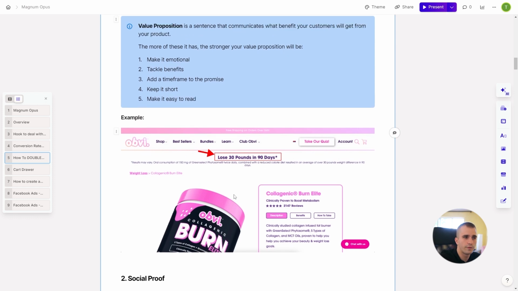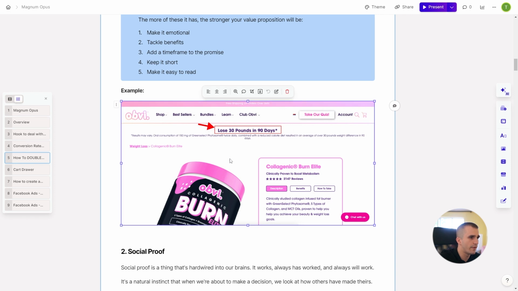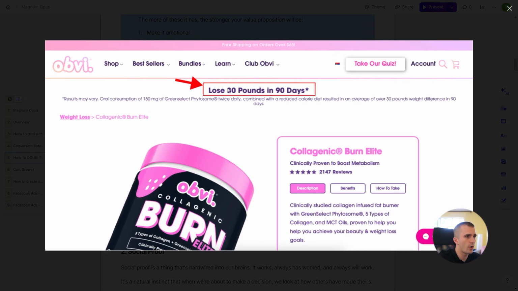This is the example of Obvi. They're selling supplements for weight loss, and you can see their value proposition is lose 30 pounds in 90 days, and that's it. Whenever their visitors land on this product page, this sentence is the first thing they will see, and they will immediately know, with this product I will lose 30 pounds in 90 days. And for that reason, this is what will make this offer so good.